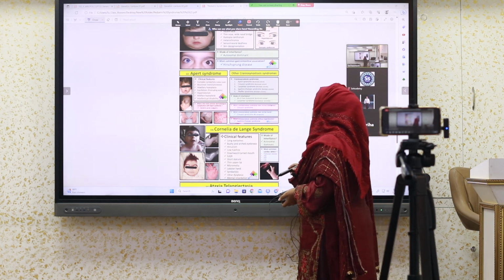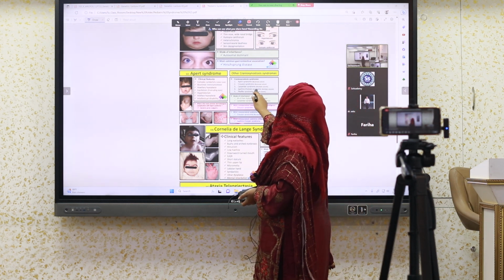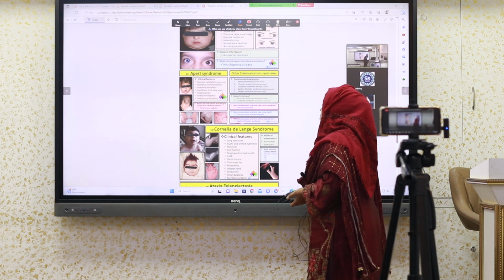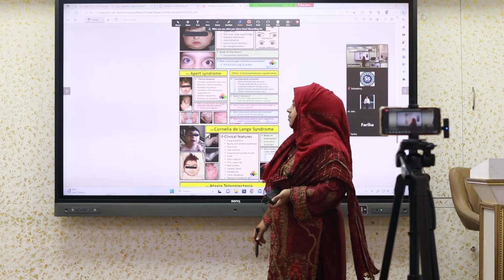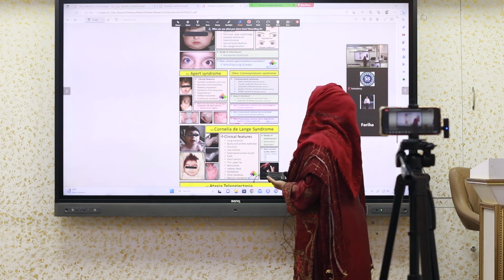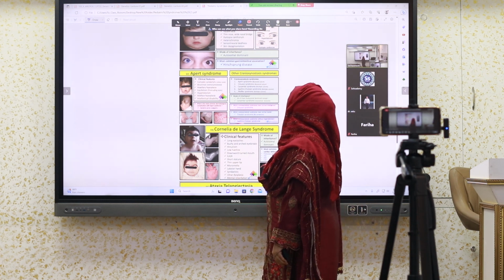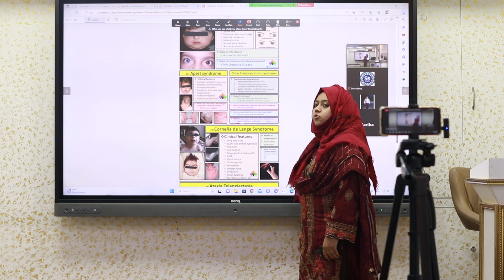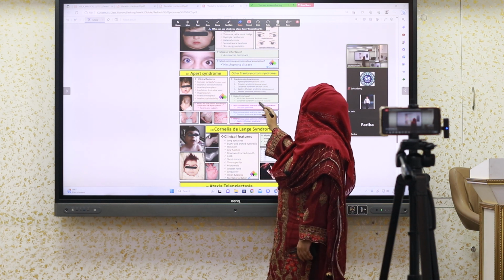If it is possible for you, then Jackson-Weiss syndrome, you can also keep that in your mind, though I cannot remember it, or this is my inability to keep in mind. But mostly all the craniosynostosis syndromes are autosomal dominant except Carpenter, that is autosomal recessive.